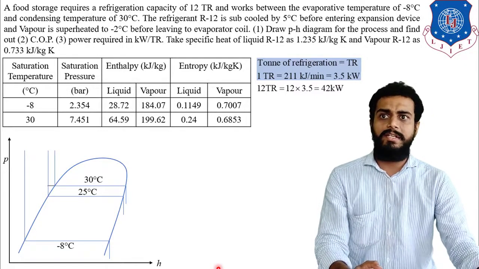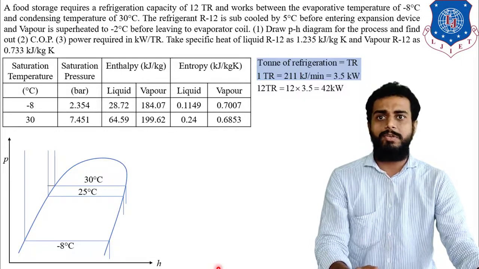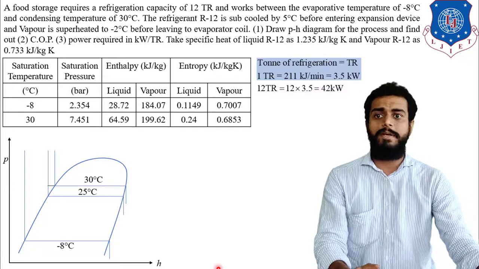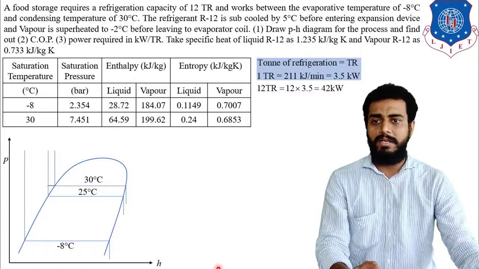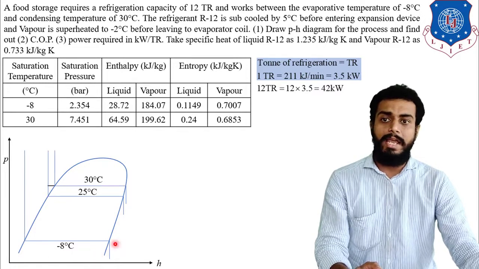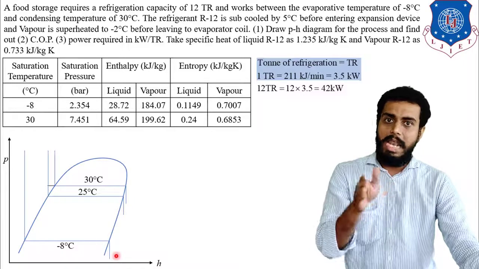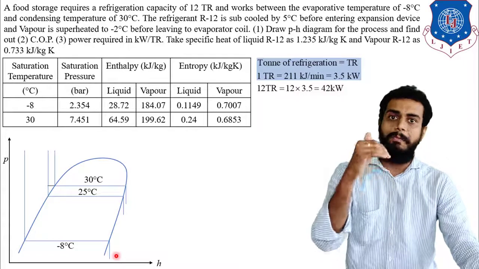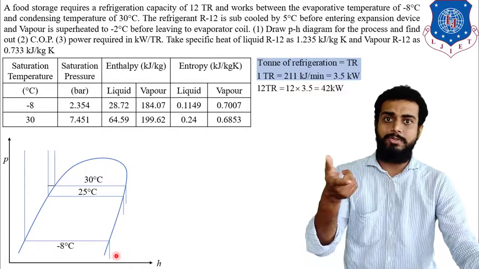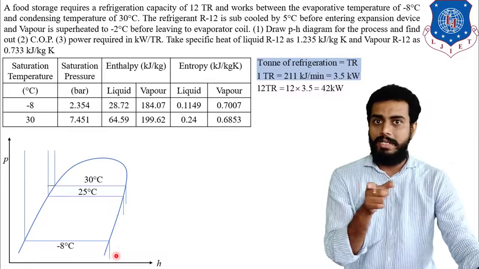And vapor is superheated to minus 2 degrees Celsius before leaving to evaporator coil. So that means before leaving the evaporator coil, this is our evaporator, it will enter into the compressor. So before entering the compressor, it shall be superheated to minus 2 degrees Celsius. So minus 8 is the evaporator coil temperature.